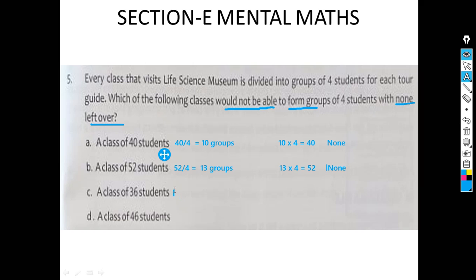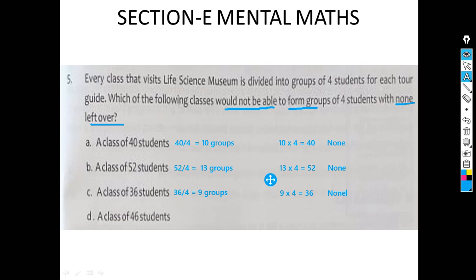Next is this one. In this class there are 36 students, so 36 divided by 4 goes with 9. So 9 groups can be formed. If we want to check whether it is correct or not, we can multiply 9 by 4, and we will get 36. This means none of the students will be left, and all groups will have 4 students.